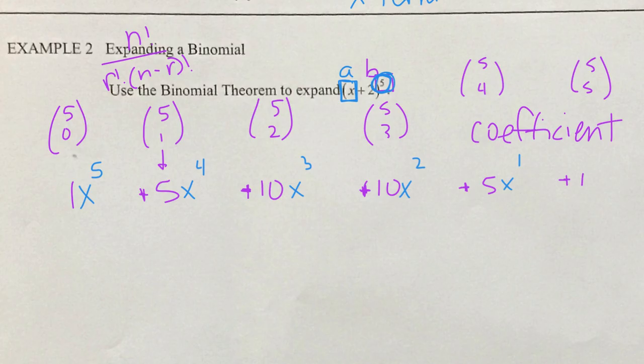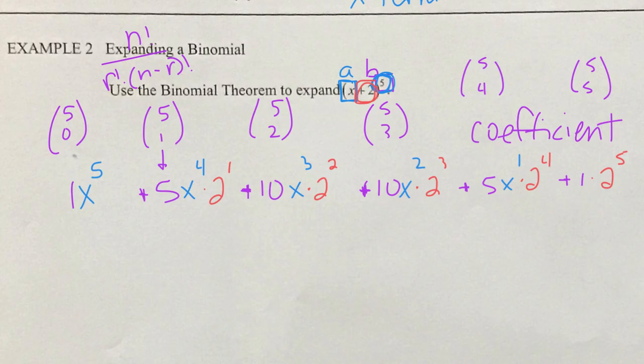And your B term, which in this case is 2, counts up. So it starts at 2 to the 0. What is 2 to the 0? 1. So we don't really need a 2 to the 0 there. But then we need a times 2 to the 1st. And then a times 2 squared. And then a times 2 to the 3rd. And then a times 2 to the 4th. And a times 2 to the 5th power.